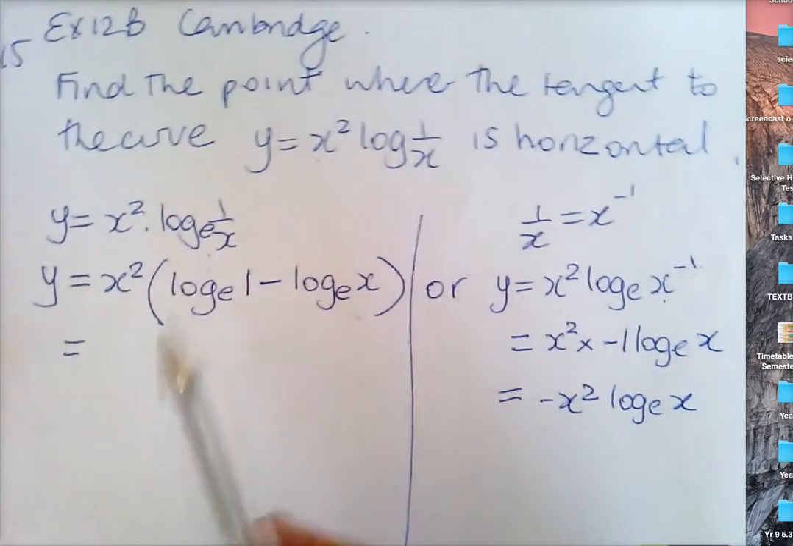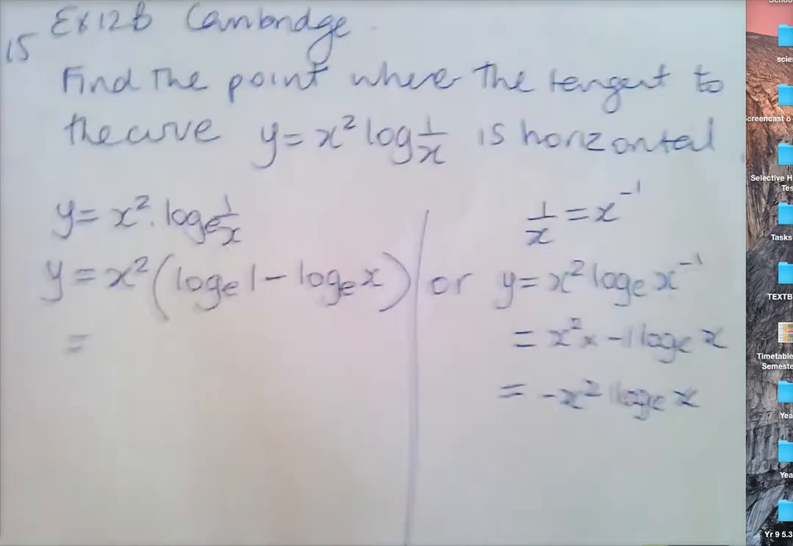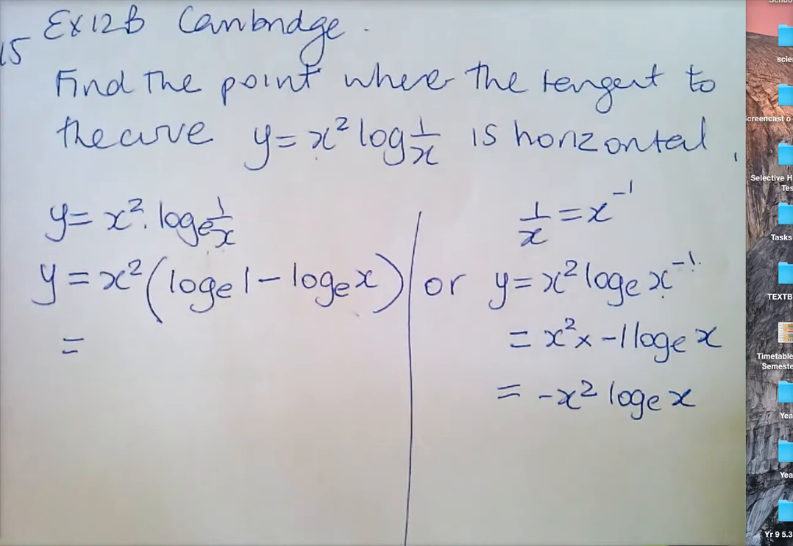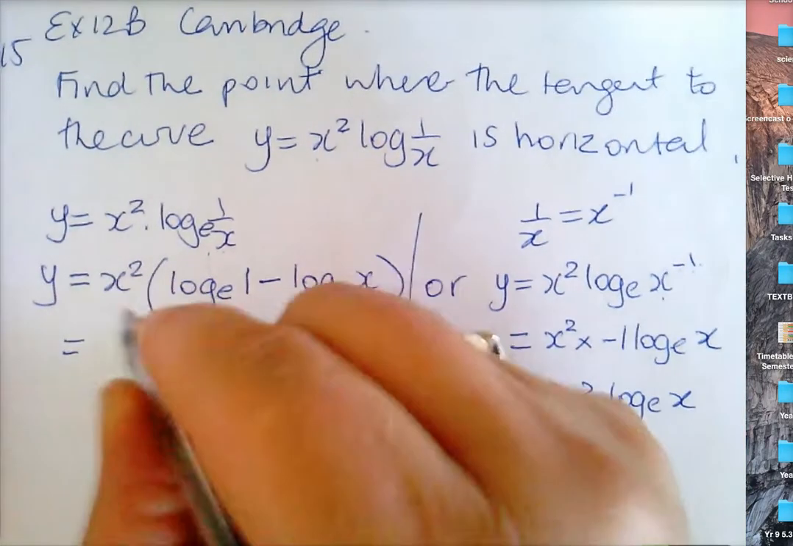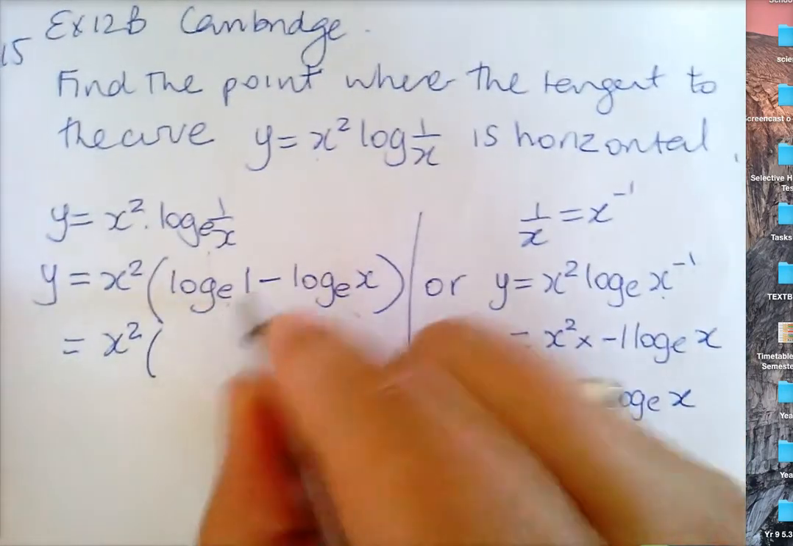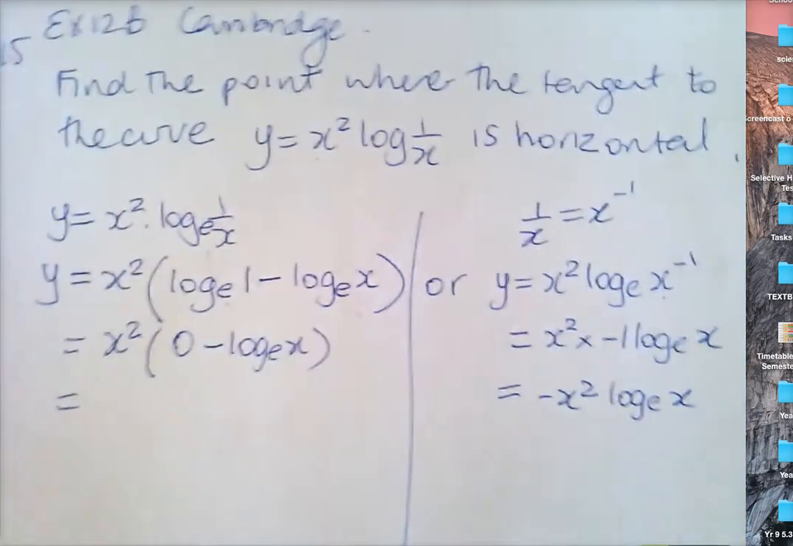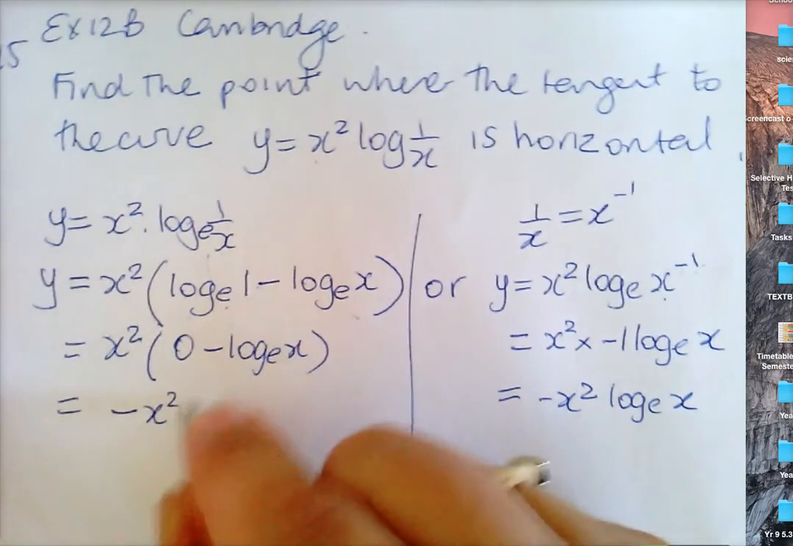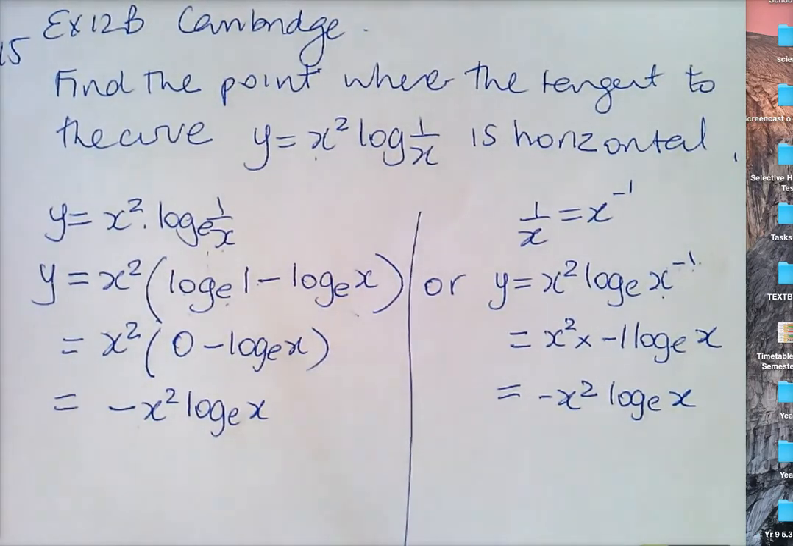This way, where you're using the log laws of log to the base e of x divided by y, you've got log to the base e of 1. Do ln 1 on your calculator and you get 0. Do it on your calculator. Only log to the base e of e is 1. So, the other way is to do it like this. Log to the base e of 1 is 0 minus log to the base e of x. Don't I just get the same thing? Negative x squared log to the base e of x. Now that's just what y is. Then you differentiate.